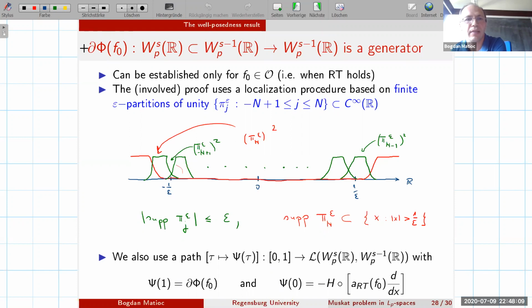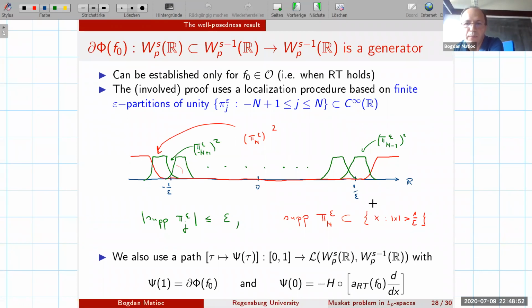We will approximate this operator locally by certain Fourier multipliers. But this localization procedure requires some finite epsilon partitions of unity. And this works here because we can choose a partition with finite elements, pi j epsilon. So actually the pi j epsilon squared form a partition of unity. This partition has an element pi n epsilon, the function in red, which is 0 around 0. The support is contained in the set where the absolute value of x is larger than 1 over epsilon, and epsilon will be chosen very small.